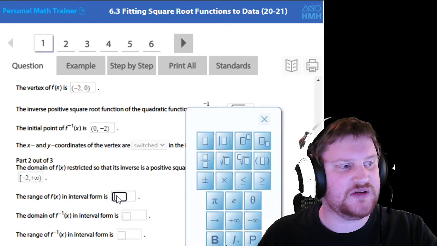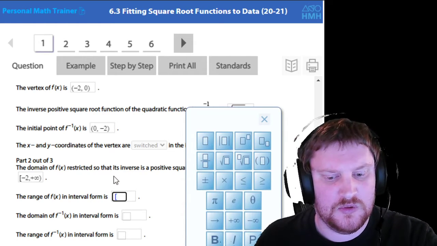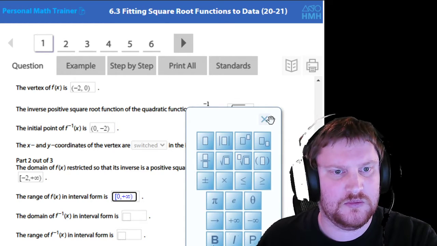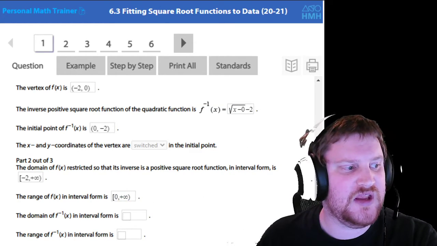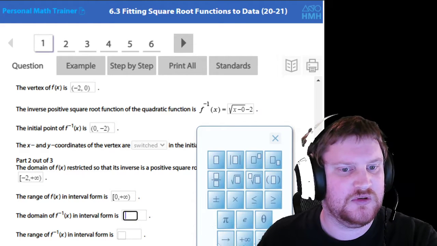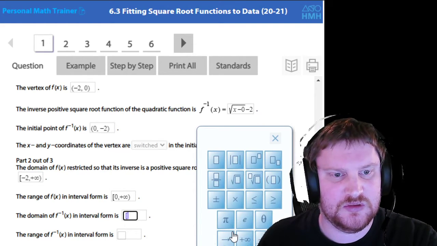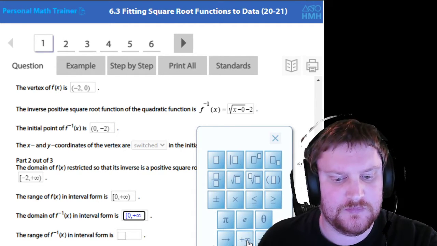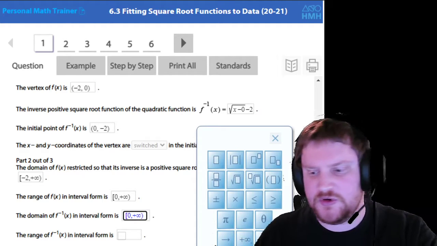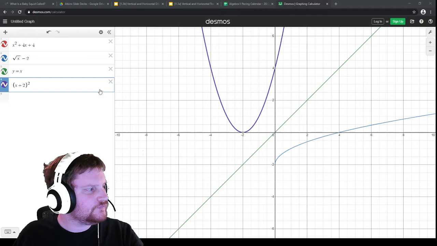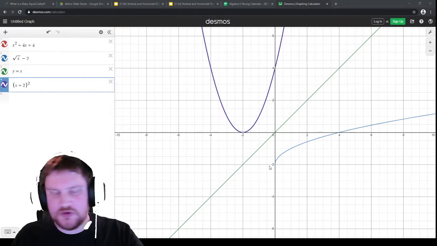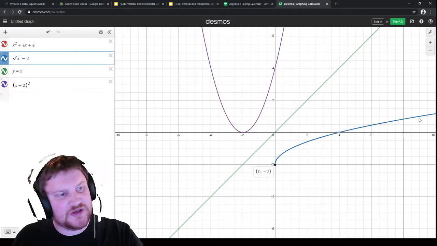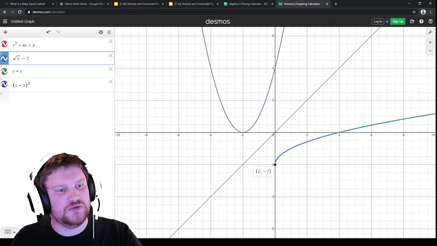The range of f of x in interval form is 0 to infinity. The domain of the inverse is 0 to infinity. Notice on Desmos here that with the inverse, our domain, the furthest left it goes, is this vertex point, and that's 0, but it keeps going. And then our range is going to be negative 2 to infinity.